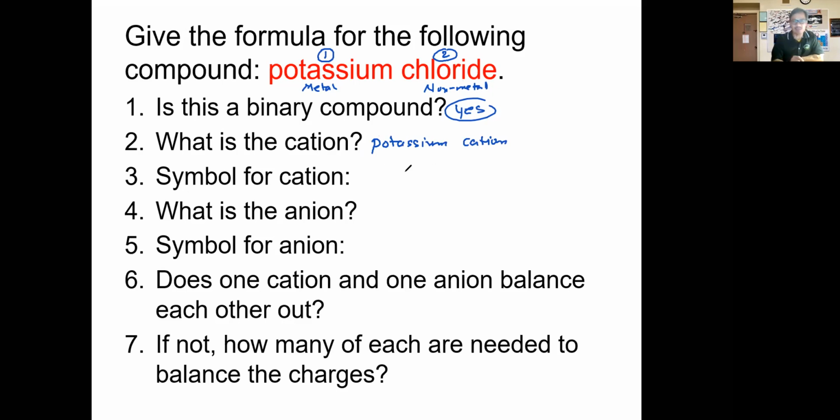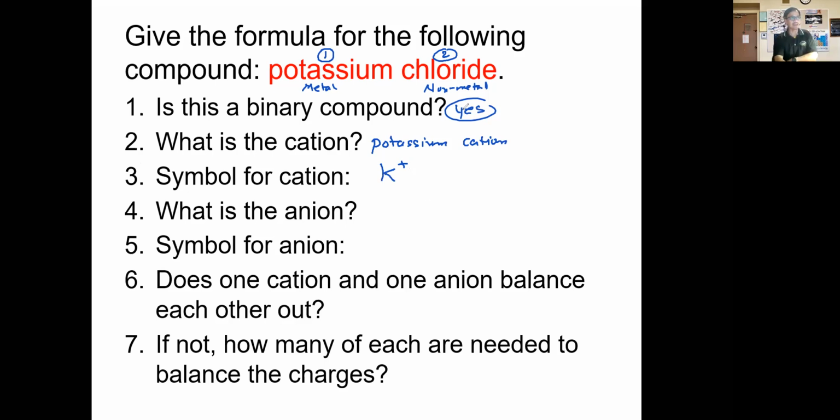And this is why you have to remember this. Potassium is a 1A metal, and so therefore its symbol is going to be K plus. If you cannot go from step 2 to step 3, if you don't remember that, you've got to practice it more. And if you need to, please come by and get that extra help, because you've got to get to this point. Okay, all right.